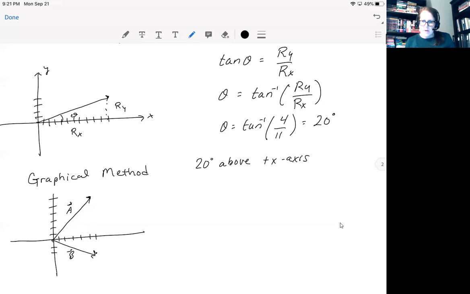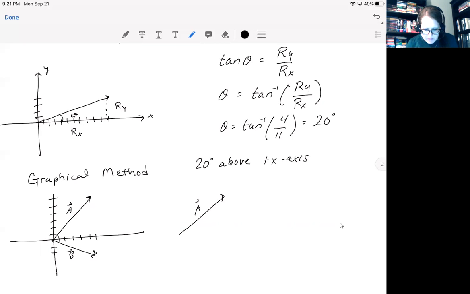So if you're going to use the graphical method or the tip to tail method, what you do is you take your vector A and you're going to put your vector B with the tail of vector B at the tip of vector A. So I'm just going to see if I can copy over the A. It's something like this.